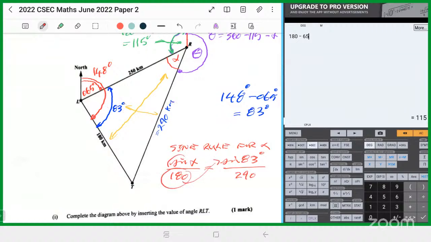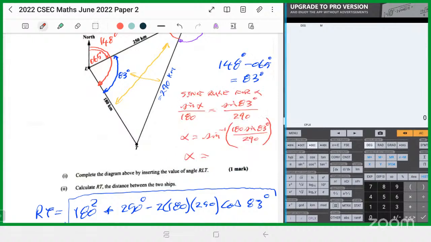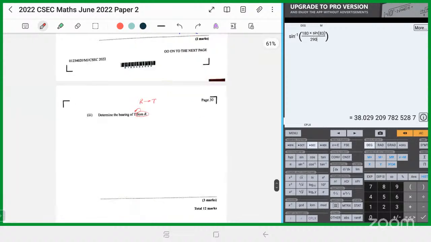So let me shift this up a bit. The alpha becomes sine to the minus 1, and it is 180 times the sine of 83 over 290. So it's 38. Let's write 38 degrees. So 38 degrees is coming right here. Look at that here. Do everything on the diagram, as the examiner expects.